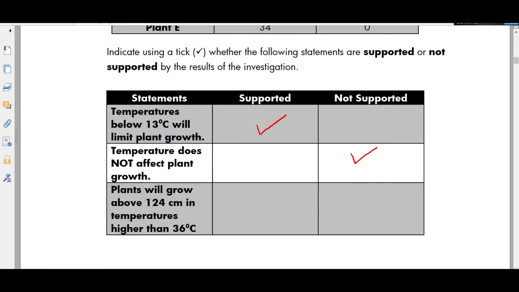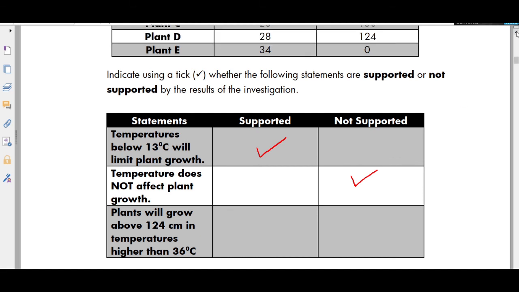And we go now to the last one. Plants will grow above 124 centimeters in temperatures higher than 36 degrees Celsius. Let me go back and look at this. If at 34 it was 0 and 36 is higher than 34 and there was no growth, you're telling me that it's going to grow above 124? No, that's not supported. So we're going to make our little mark here. And if there's a tick, give it a tick.